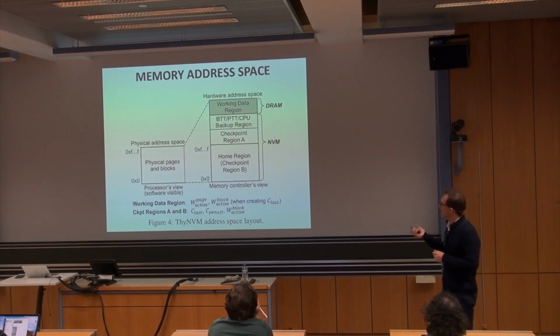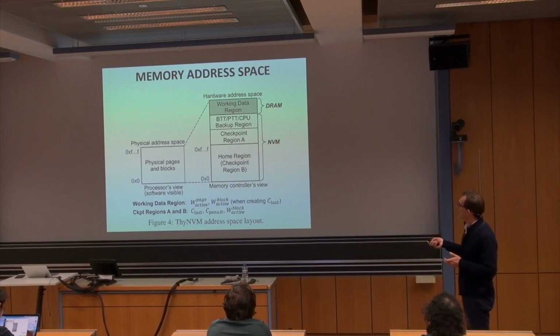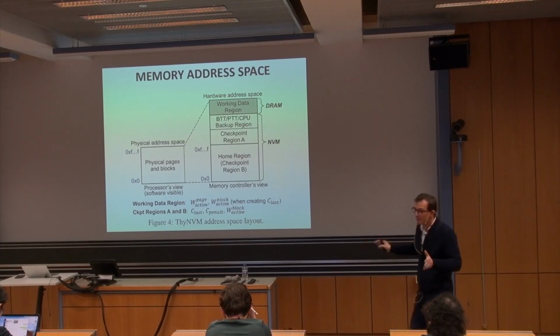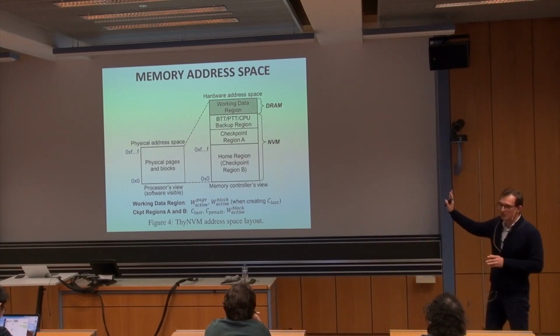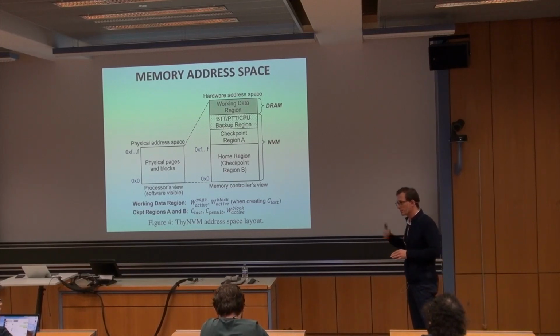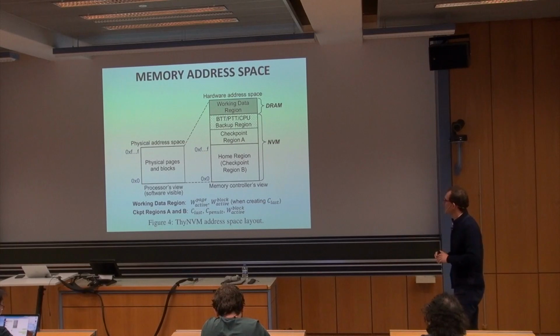And this is an example of the memory address space. Basically, there are multiple regions over here. There's a backup region. There's a working region. In this case, we use DRAM, but there's no reason why it cannot be partitioned between DRAM and NVM. This is the design trade-off we made. We wanted to work on DRAM only, and then put the data in NVM. We wanted to minimize writes.